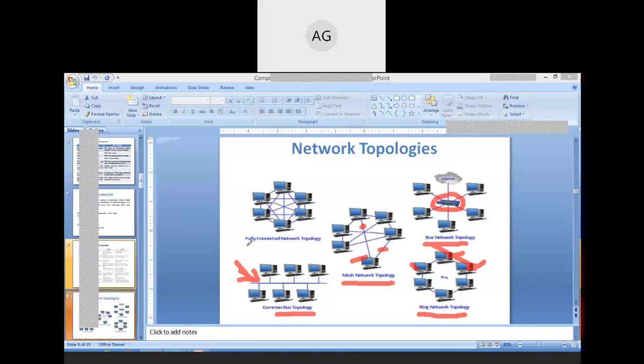And finally, this is an example of the fully connected network topology. In this topology, every system is connected to every other system through a dedicated link. This is the extension of the mesh topology. In the mesh topology, only those links are provided through which systems are connected. But in the fully connected network topology, every system is connected to every other system in the network. So these are some of the important network topologies through which computer systems are connected to each other.